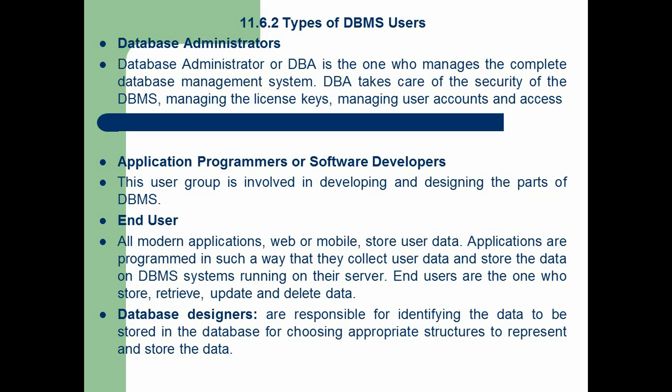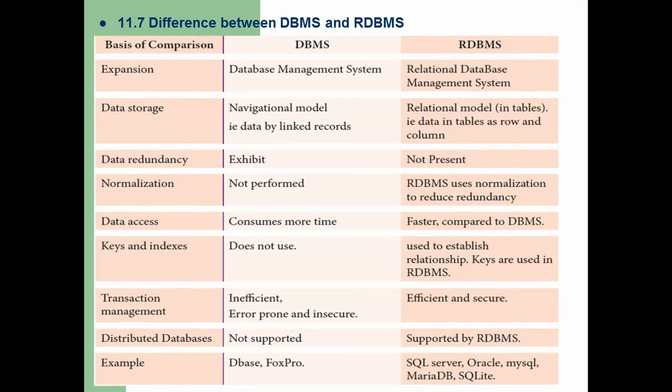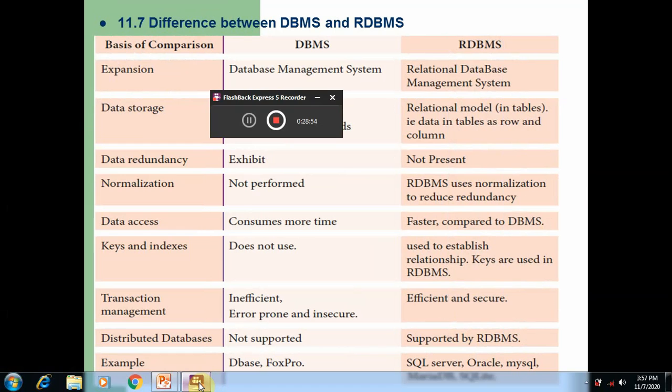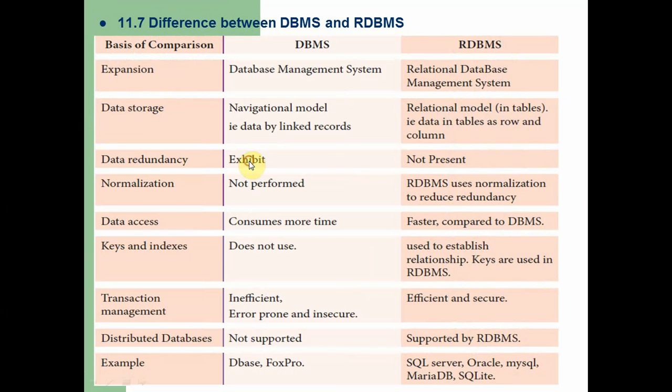Now we are going to discuss the difference between DBMS and RDBMS. DBMS is the older version of the management system, and RDBMS is the newer version of the management system. Both are used to store and retrieve data, but with differences. The first difference is the expansion. DBMS is the database management system, RDBMS is the relational database management system.